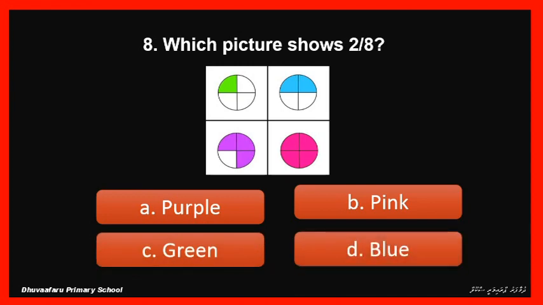Let's move on to question number 8. Which picture shows 2 by 8? A, Purple; B, Pink; C, Green; D, Blue.